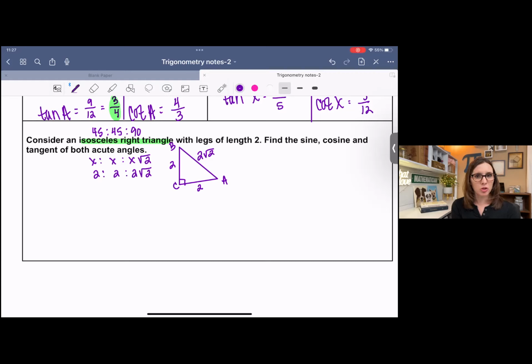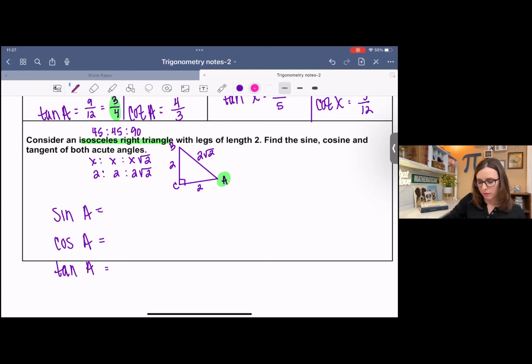It helps me, especially in trigonometry, to go ahead and draw a picture. My picture is not to scale, but you get the idea. My hypotenuse is across from angle C, which is 90 degrees. Which means that angles A and B over here are 45-degree angles. And our goal is to find sine, cosine, and tangent of the acute angles, or one of the angles, since they're the same. So I'm just going to use angle A. So sine A, cosine A, tangent A.